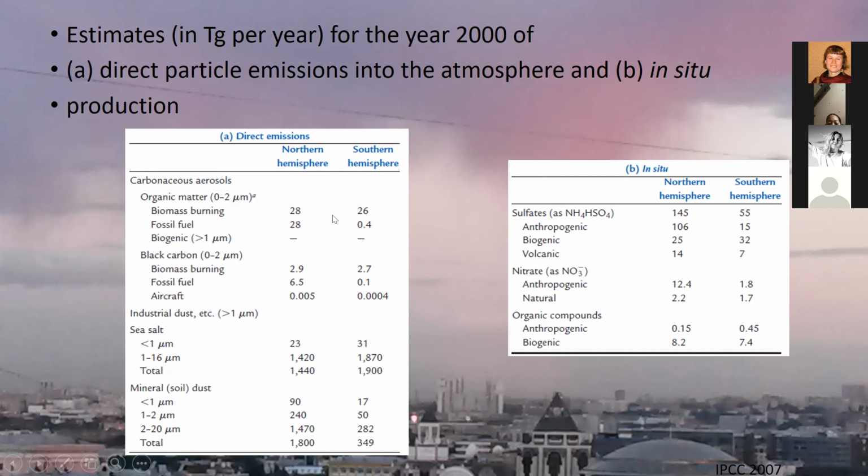However, if we speak about the combustion of fossil fuel and biomass burning, which is also a very large particle emission in the atmosphere, especially for the fossil fuel in the northern hemisphere. Speaking about the secondary aerosol like sulfates, nitrates, or organic, especially for sulfates and nitrates, we see the prevailing of the anthropogenic emission of aerosol of this origin, especially in the northern hemisphere.